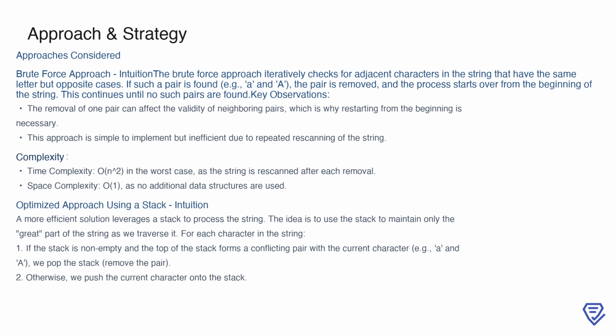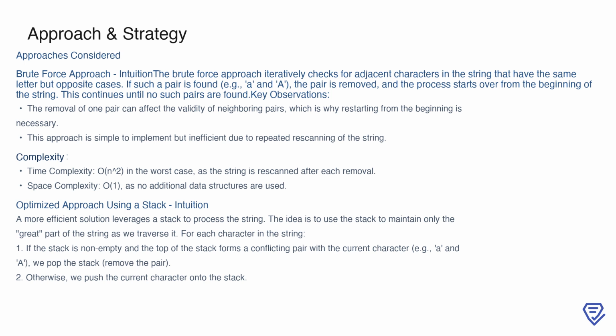The first is the brute force approach, which works by iteratively checking for adjacent characters in the string that are the same letter but in opposite cases, such as a and A. When such a pair is found, it is removed, and the process starts over from the beginning of the string. This ensures that all invalid pairs are eventually eliminated. However, the key observation here is that removing one pair can affect the validity of neighboring pairs, which is why the algorithm needs to start over repeatedly.